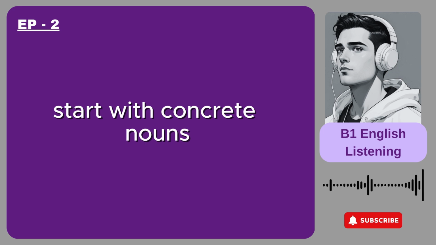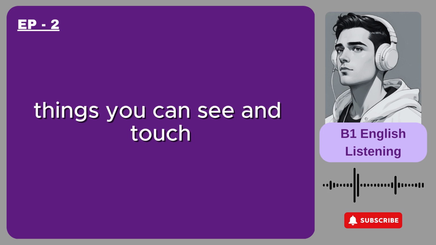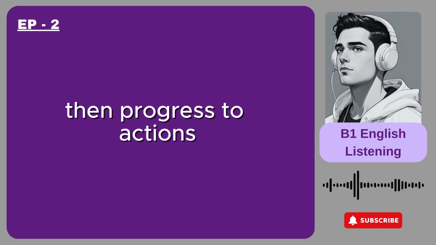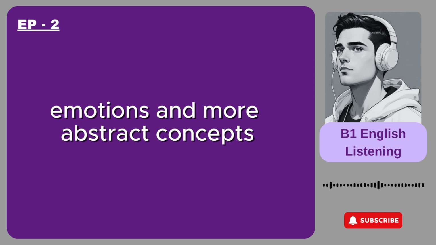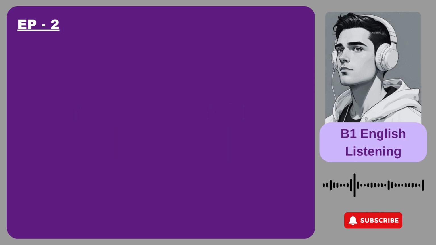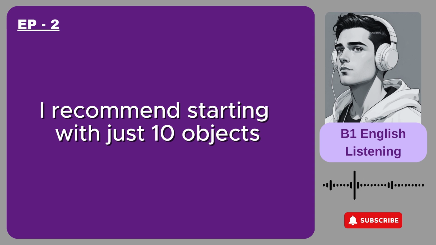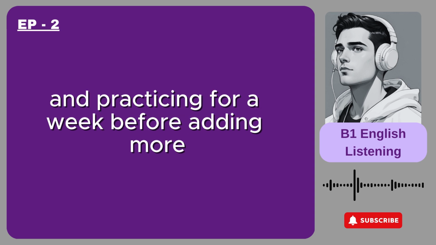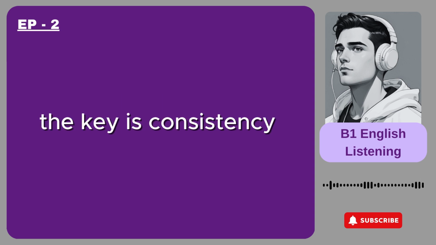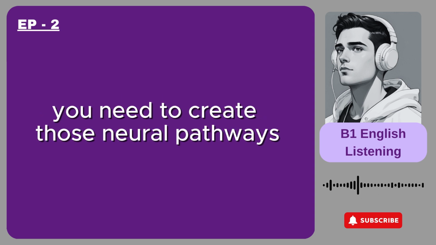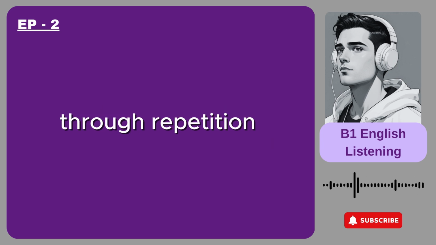Start with concrete nouns, things you can see and touch. Then progress to actions, emotions, and more abstract concepts. I recommend starting with just 10 objects and practicing for a week before adding more. The key is consistency. You need to create those neural pathways through repetition.